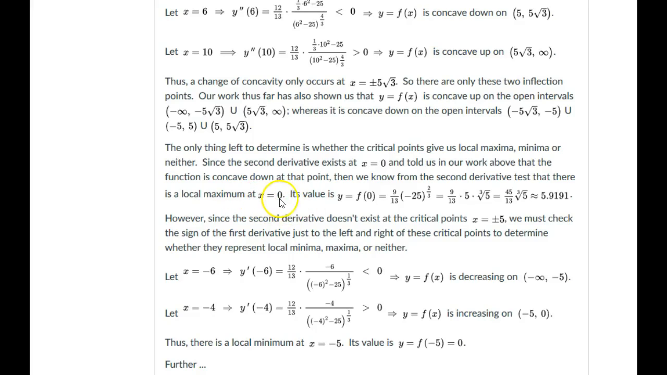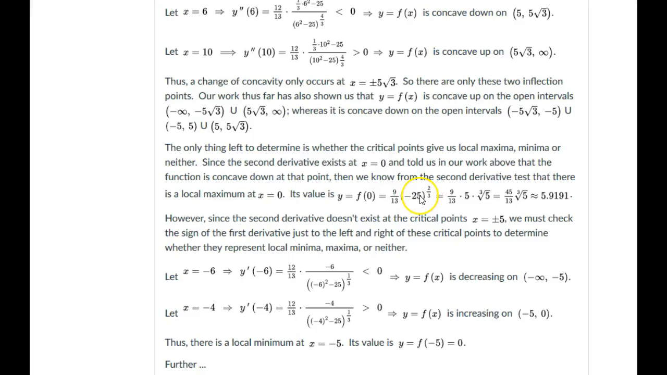So the value of that local maximum, I have to plug in 0 to the actual function to see what the function value was at that local maximum. So it's 9/13 times 0 squared minus 25, so just minus 25 to the 2/3 power. So 9/13 times, minus 25 squared, let's look at it that way. That's the negative 1 becomes positive 1, right, when I square that. So then it's 25 times 25, but that's 5 squared times 5 squared. So it's 5 to the 4th.